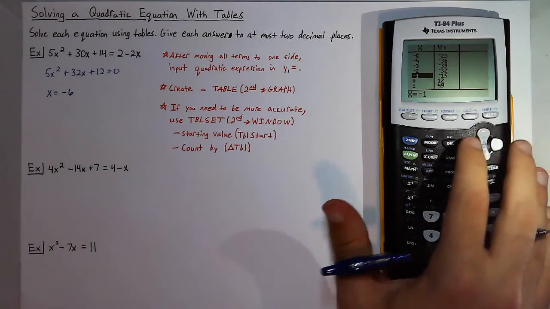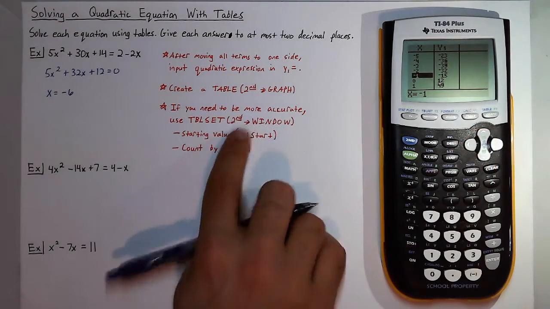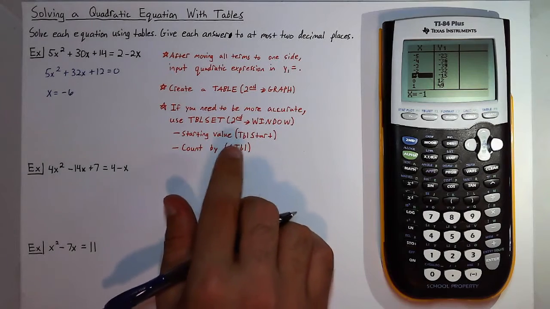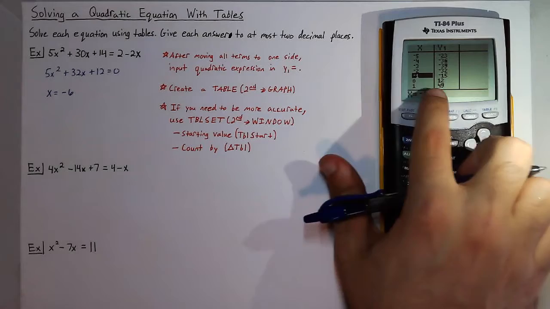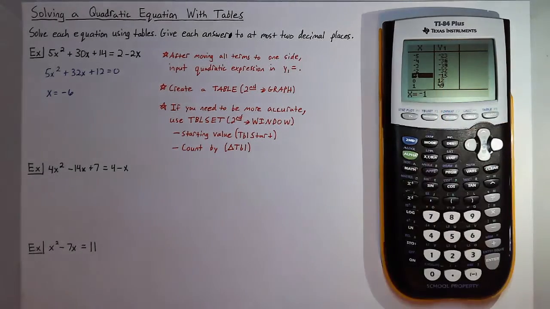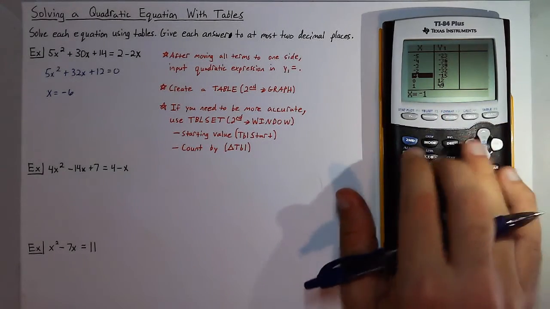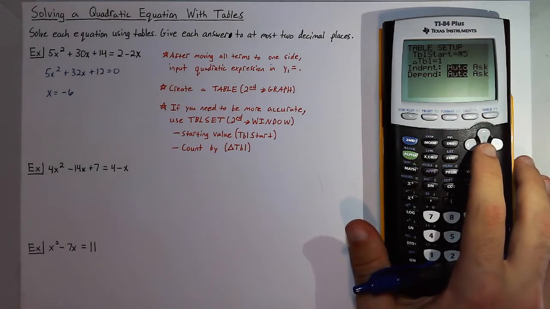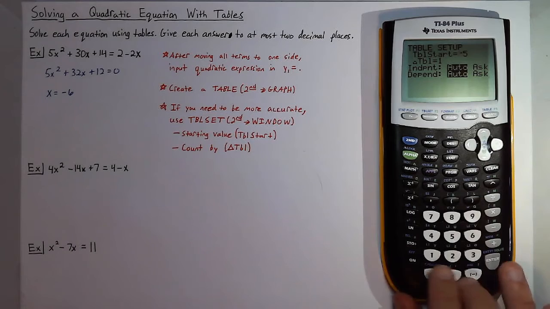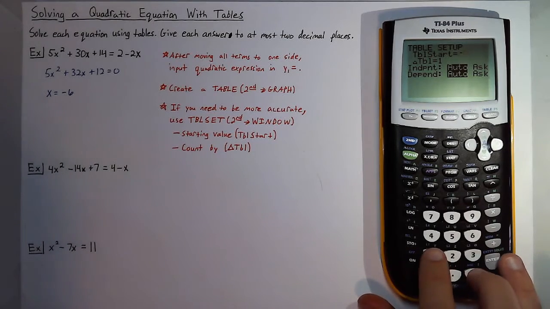So if I need to be more accurate, I'll set my table to be something a little bit different. Otherwise, you just have to keep plugging in values between -1 and 0 until eventually you get close enough or you reach 0. So second window brings me to this. But I want to start here. It's between -1 and 0. So I'm going to start my table at -1.